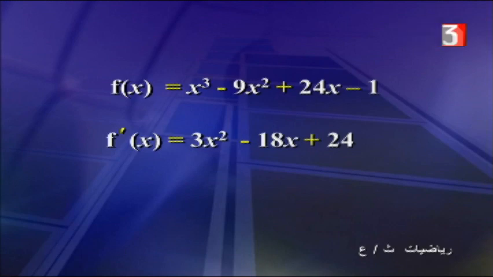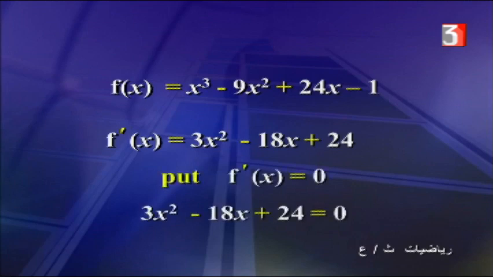Second step, we put f dash x equals 0. Then 3x power 2 minus 18x plus 24 equals 0. By dividing by 3, then x power 2 minus 6x plus 8 equals 0. And we factorize this expression, then x minus 2 multiply x minus 4 equals 0. Then x equals 2 or x equals 4.